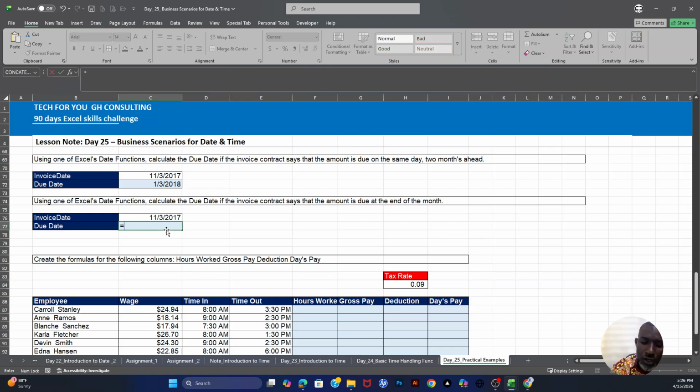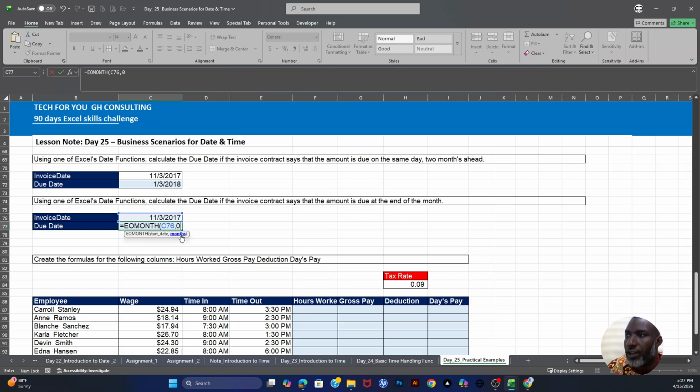It's equal to a function called end of month, EOMONTH. Then you take the start date. But because it's the same month, in the month column you put 0, so that you don't move from the month. If you put 1, it means you are moving to the next month. If you put 2, you are moving to the next 2 months.